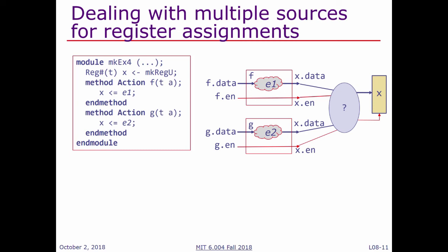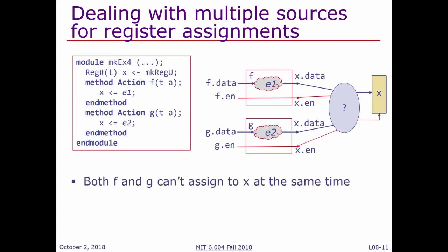Suppose both of them are true. They can't be true at the same time. If they're true at the same time, you have a bad design. Right? Can't be assigned at the same time.